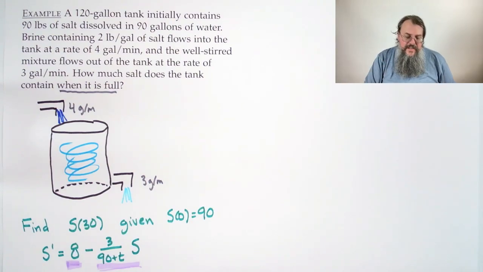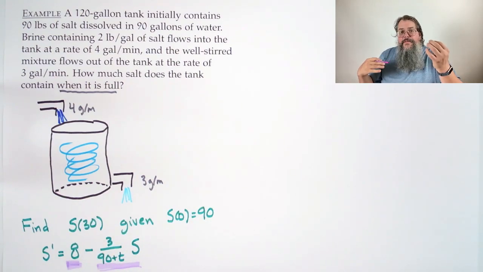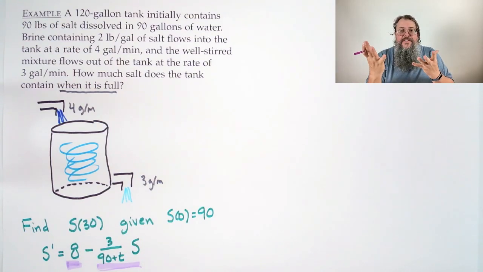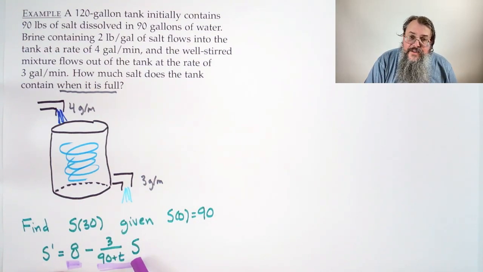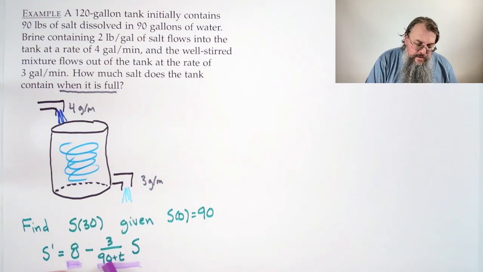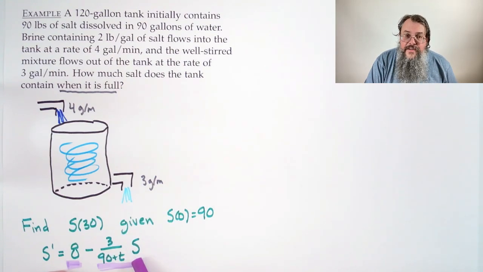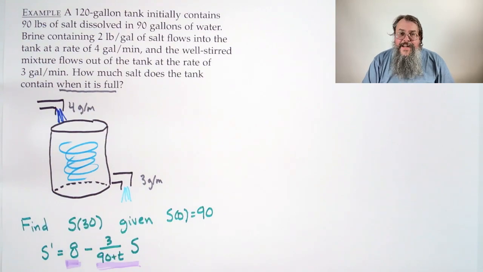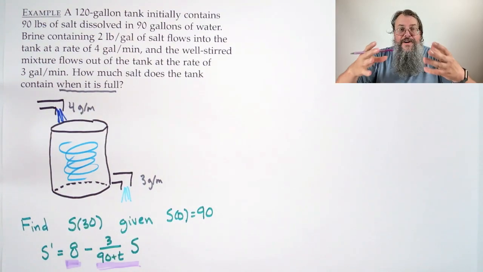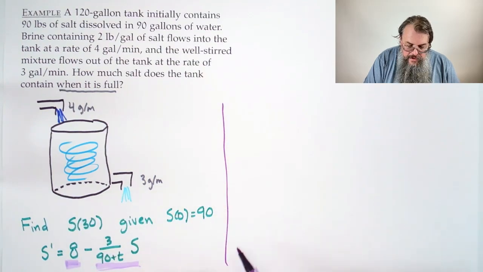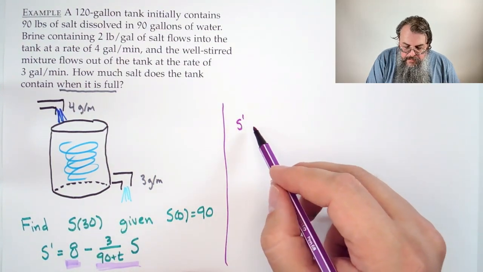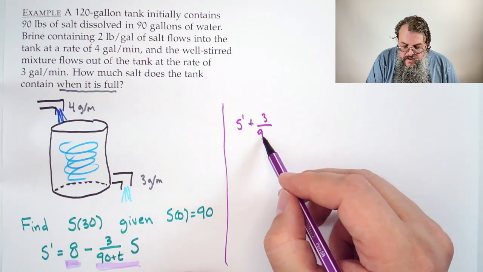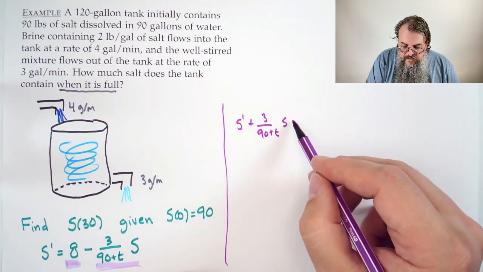Think of it like a percentage. So like the 3 over 90 plus t might be like 0.15. So it's like, 15% is being removed. And so, all right, but I need to go from a percentage to saying, how much does that translate into the salt? So that's why we have this factor of S. So this is the proportion of the current salt that's being removed. All right. Well, with the hard part done, the setting up, the rest, we follow our process. So, rearrange this. S prime plus 3 over 90 plus t times S equals 8.